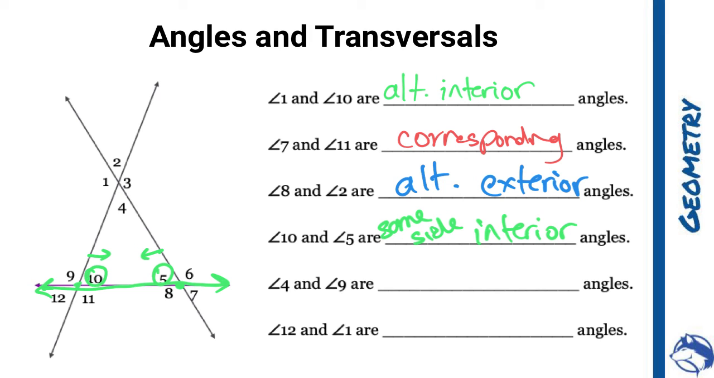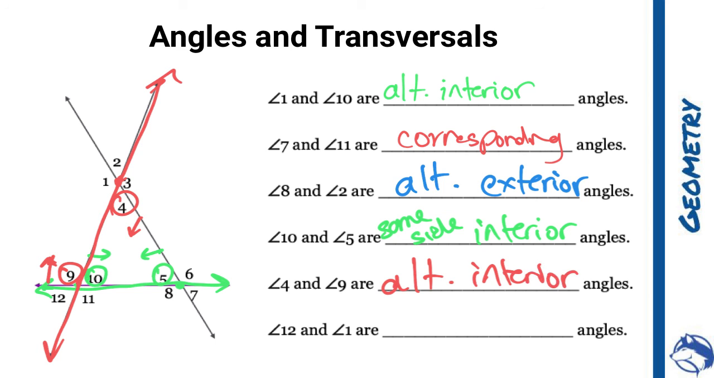Now I'm looking at angle 4 and angle 9, which makes this my transversal here, the red line. They're both on the inside, and they're on the opposite side of the transversal, so this is alternate interior angles.